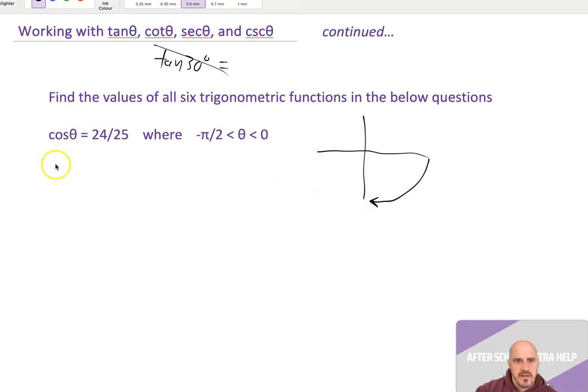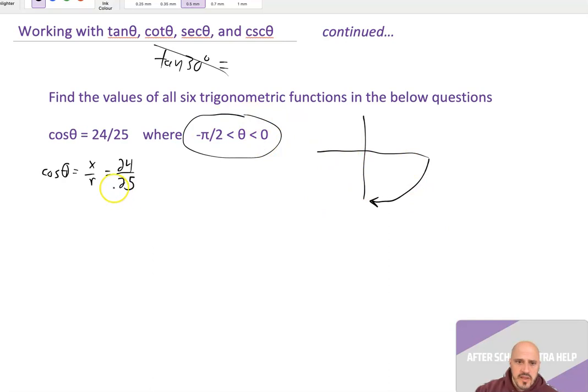Well, let's write out what our general cosine of theta is. We know cosine of theta is x over r. So our r is 25. Our r is no longer 1, so that's another reason why we can't just quickly jump to simplifying. I know x, they told me, was 24, and my radius is 25. And I know I'm in my fourth quadrant because they gave me this information.